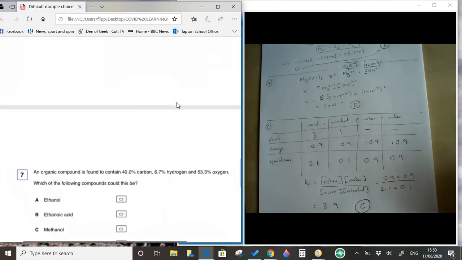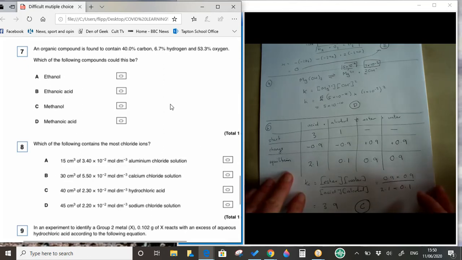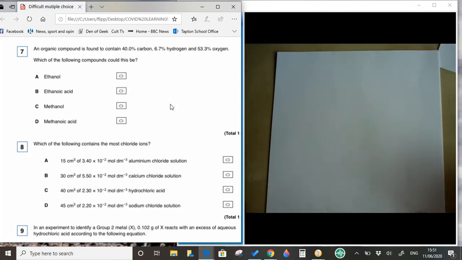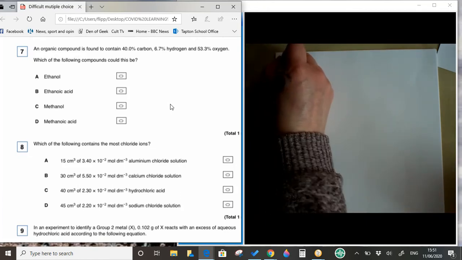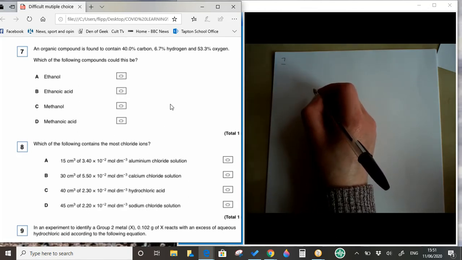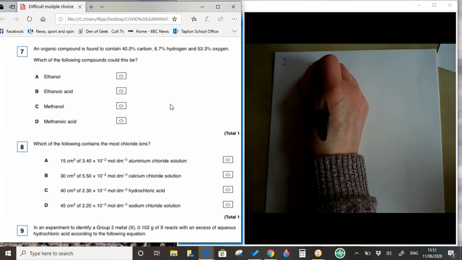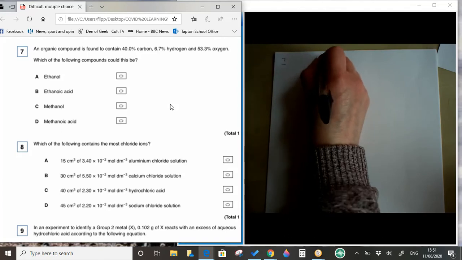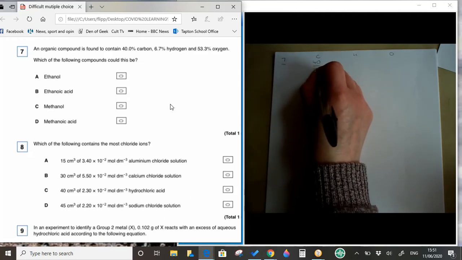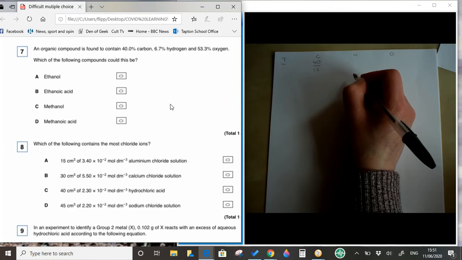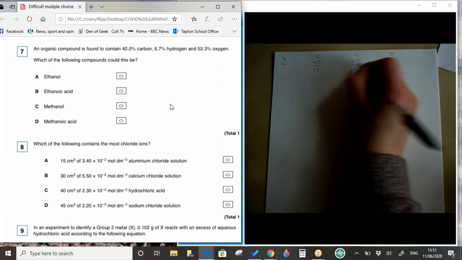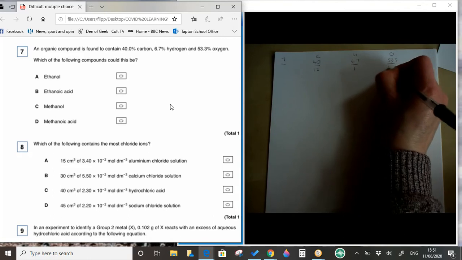Right, on to the next question. Right, question 7. So, an organic compound is found to contain 40% carbon, 6.7% hydrogen, and 53.3% oxygen. So what I need to do here, it's an empirical formula calculation. First thing I do is divide by the relative atomic mass of the element, so I'm going to put the carbon there, the hydrogen there, the oxygen there. If I look in the periodic table, carbon's 12, hydrogen is 1, so that's 6.7 over 1, and oxygen is 53.3 divided by 16.